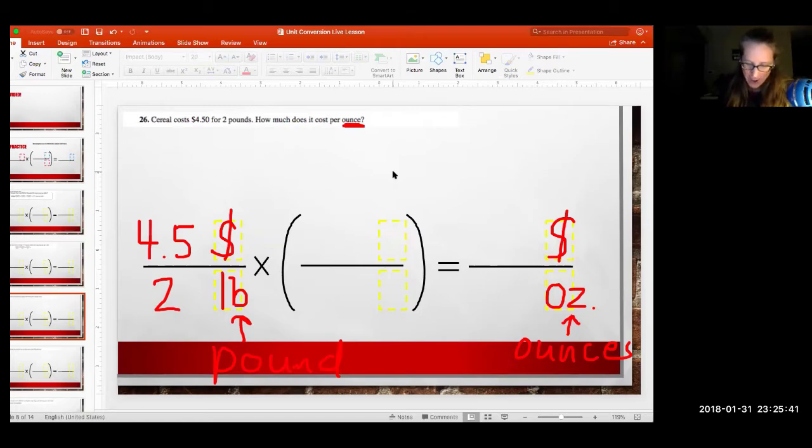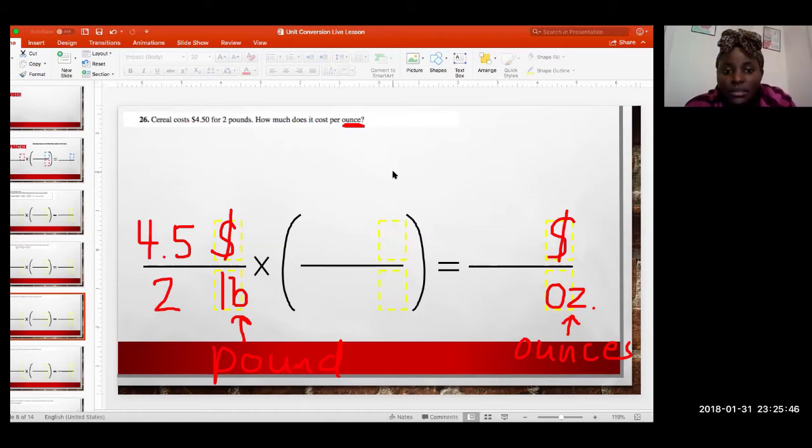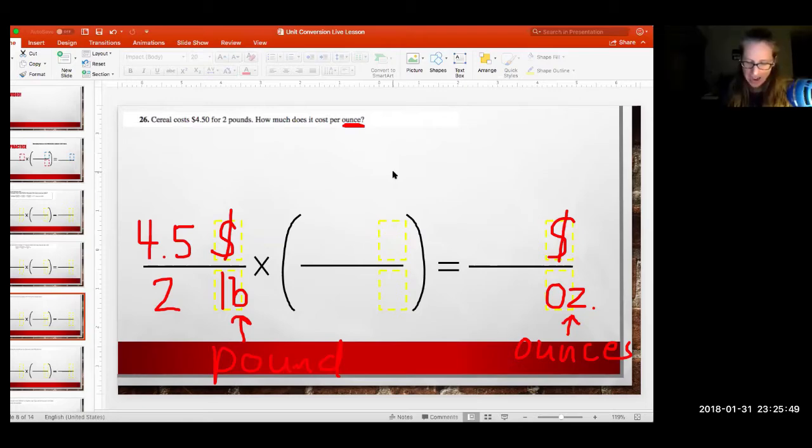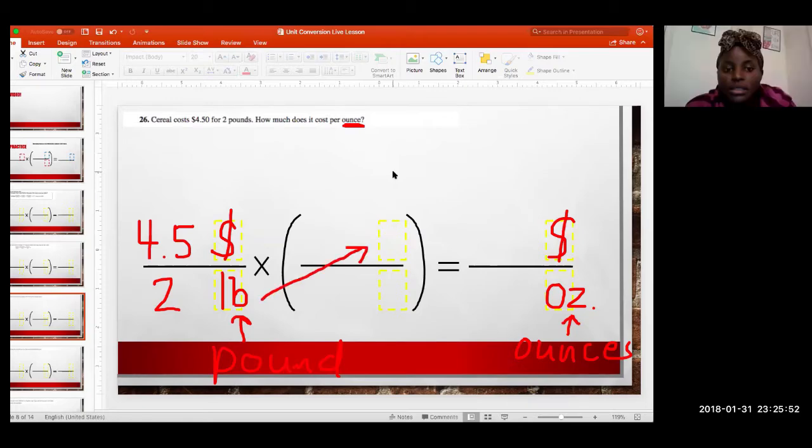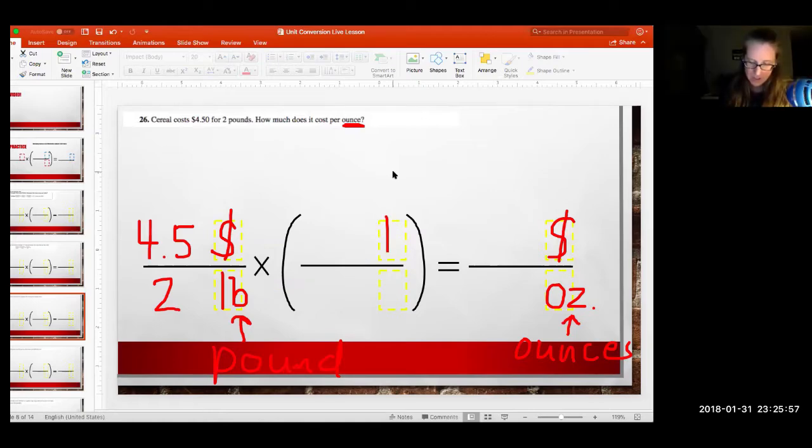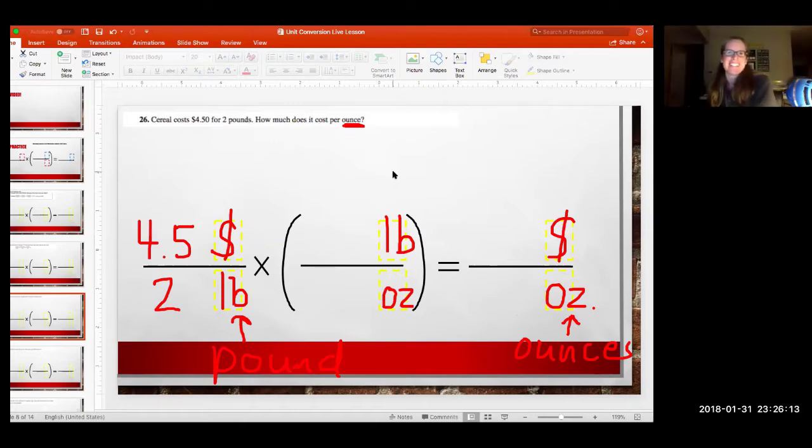All right, so over here, we want to get rid of pounds. And pounds is on the bottom. So to cancel, it needs to be diagonal from it, right? Yes. So we want to put pounds on the top here, and we want to put ounces on the bottom, because then the ounces are going to end up down on the bottom where we want them, right? So how many ounces are in a pound? 16. That's right. 16 ounces, 1 pound.